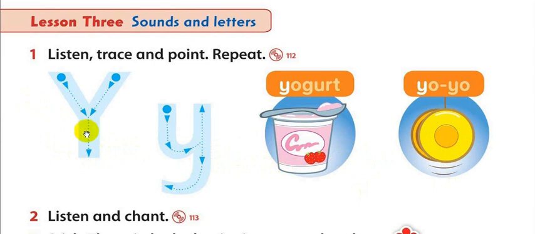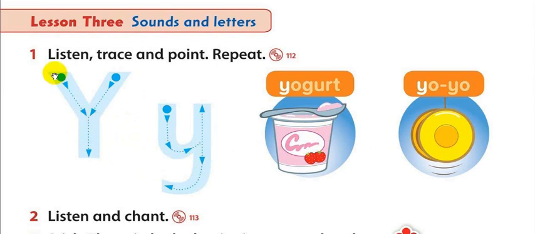Repeat after me, please. Y. Yogurt. Yo-yo. So, this is the letter Y. Now, how to write the letter Y?